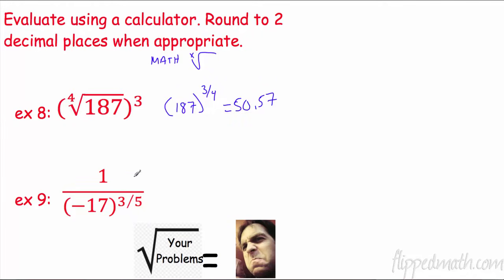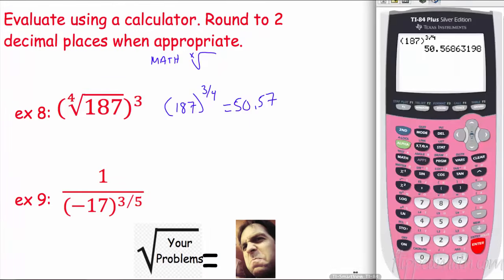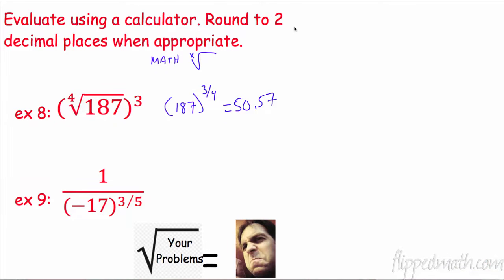Down here, all right, same thing. Going to go into my calculator. 1 divided by, all right, put the parentheses. Now this one I definitely need the parentheses because I have a negative. 17, all of that to the 3/5 power. Press enter. So negative 0.182, the 2 makes that an 8, so negative 0.18.